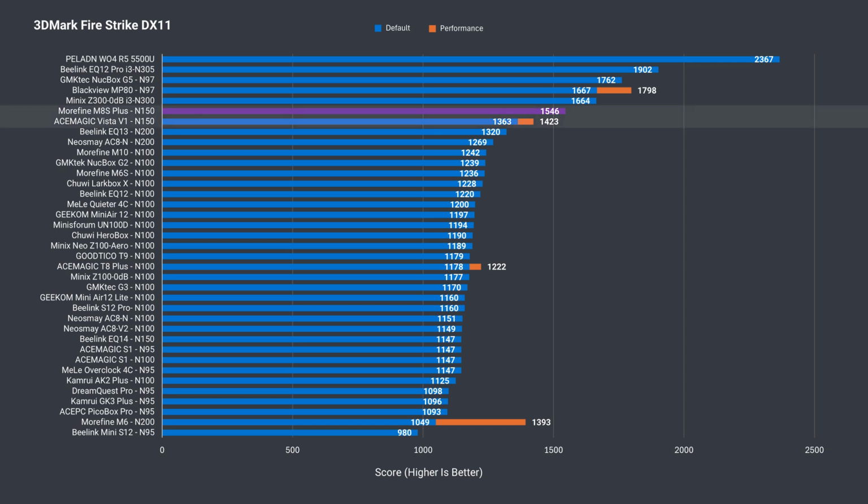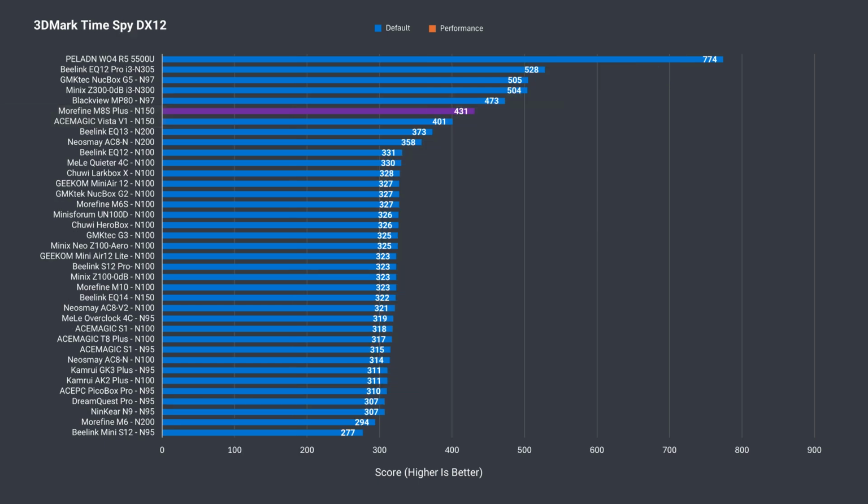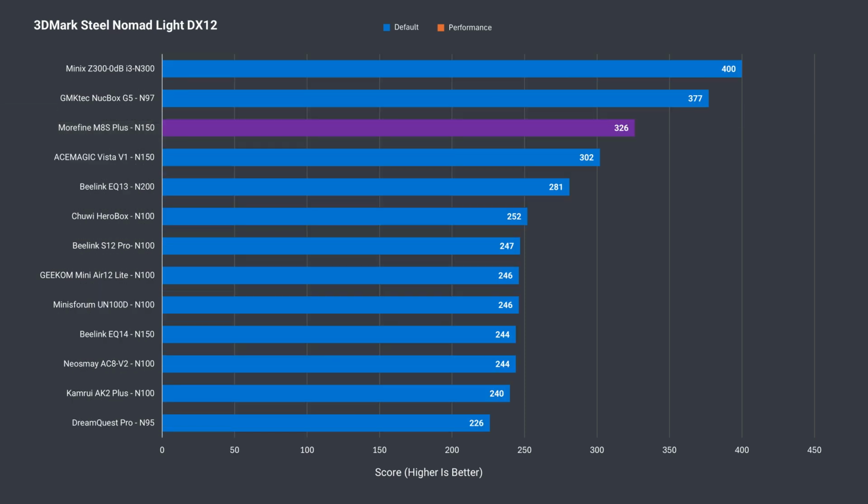Taking the best N150 DDR4 score, there's almost a 9% improvement for the M8S Plus in DX11, 4% in DX12 TimeSpy, and 5% in DX12 Steel Nomad. Typically, the DX11 tests benefit the most with extra memory bandwidth. So that's 3DMark. Let's see how it compares to a DDR4 N150 and an N100 with gaming workloads.